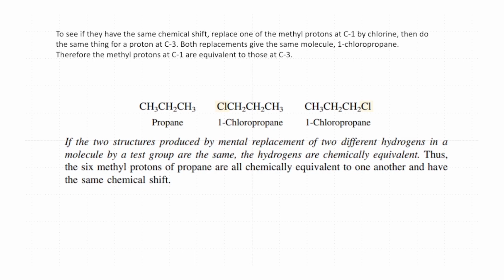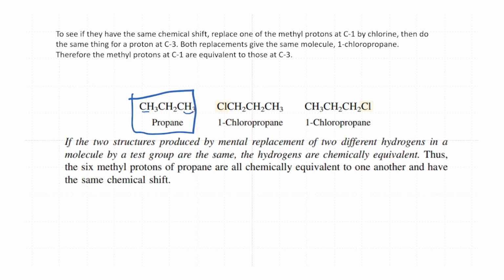What I mean by that is that in order to see if 2 hydrogens that you are interested in have the same chemical shift, we need to replace one of them by another atom. For example, let's take propane. Propane's structure is shown here, and if I want to understand whether this methyl group and this methyl group are the same, one way is to take this carbon 1 and replace one of the hydrogens with chlorine. Then the resulting molecule is 1-chloropropane.